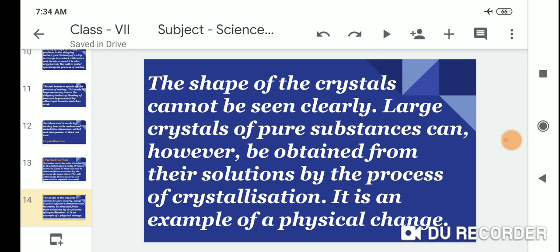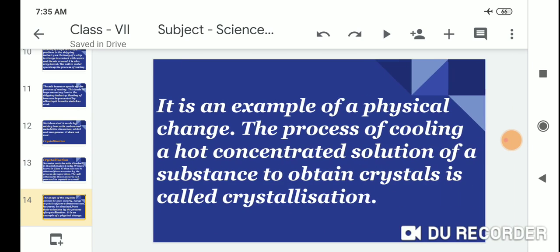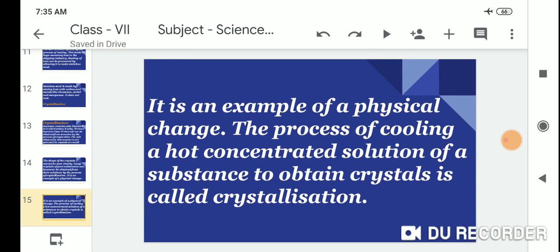Large crystals of pure substance can, however, be obtained from their solution by the process of crystallization. It is an example of physical change.